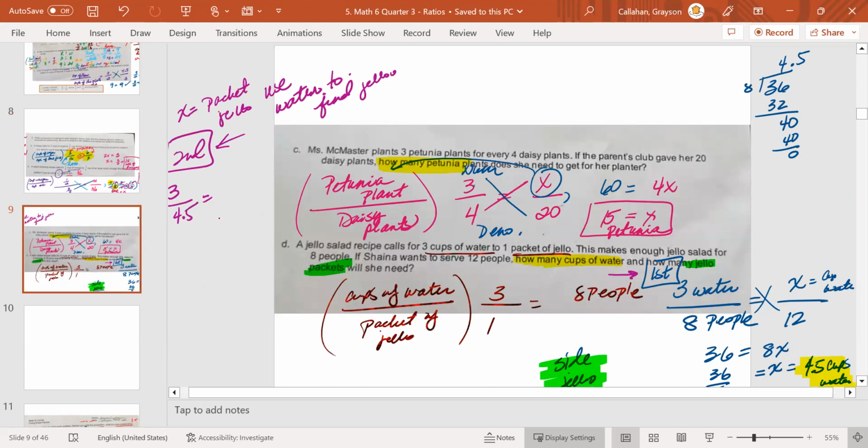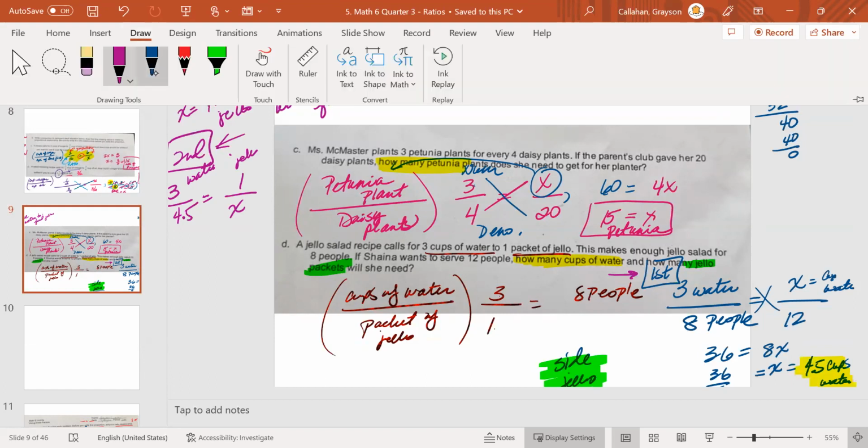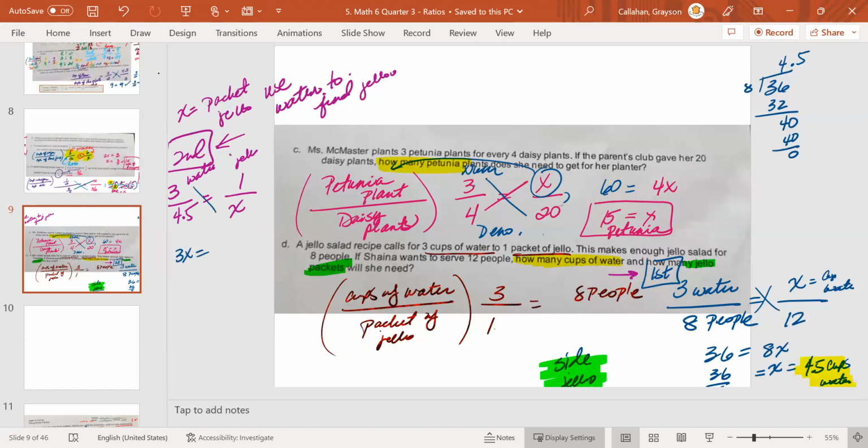4.5 equals over here. So this is water. Then I need to do Jello. Well, Jello, I know that 3 to 1, so 1 packet of Jello. But how many packets of Jello do I need for 4.5 cups of water, right? So then let's cross multiply. 3x equals 4.5. X equals 4.5 divided by 3.